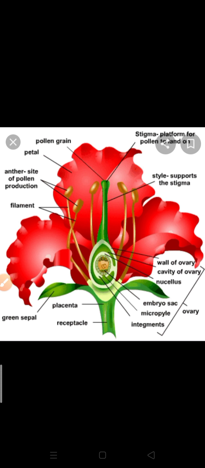But in this case, you can see that both the male and female parts are present. Then it is known as a bisexual flower. Okay, I hope that much is clear.